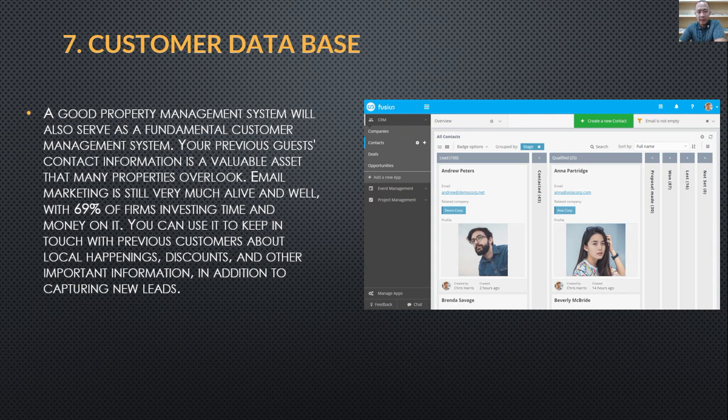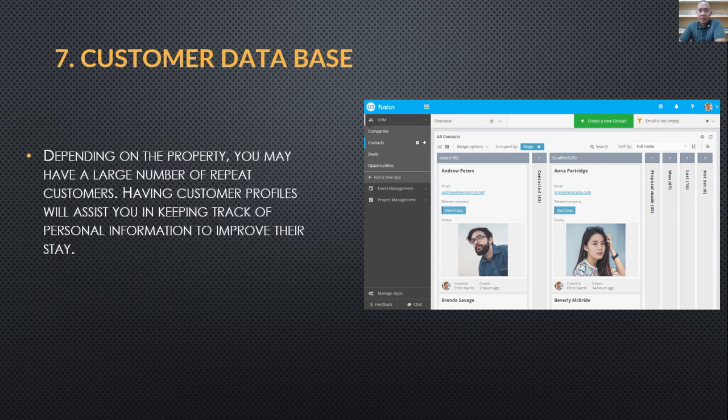So email marketing is still very much alive, and according to the studies, 69% of firms are investing time and money on it, and you can use it to keep in touch with previous customers about local happenings, discounts, and other important information, in addition to capturing new leads. So, depending on the property, you may have a large number of repeat customers. So, that's something that everyone would desire.